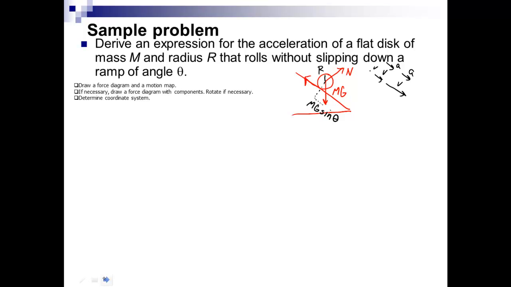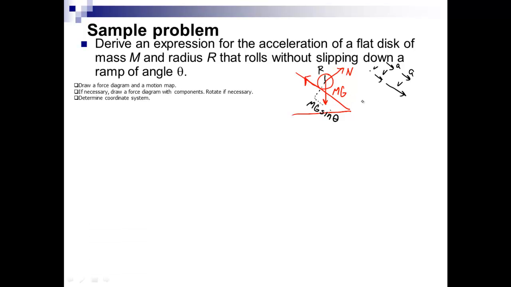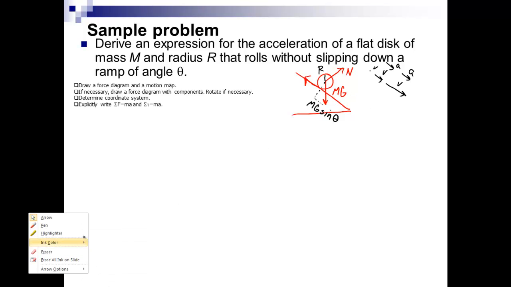We're going to determine the coordinate system now. The coordinate system is important because we want to determine which way is positive. So let's call this direction right here positive.